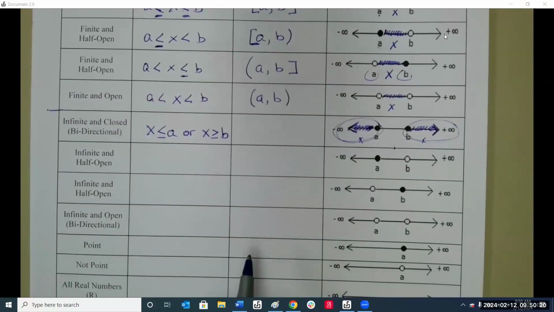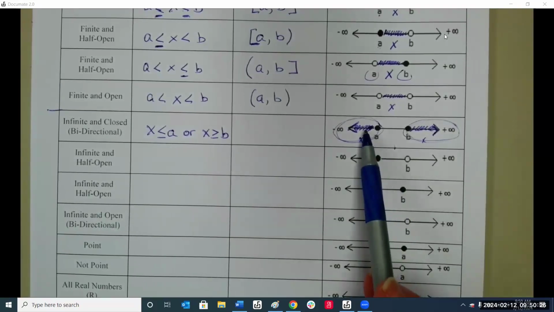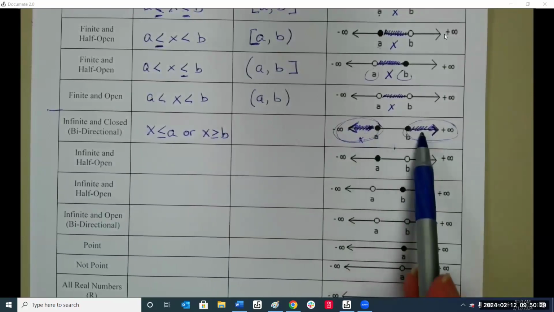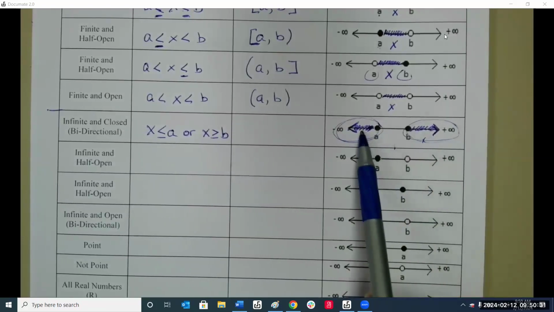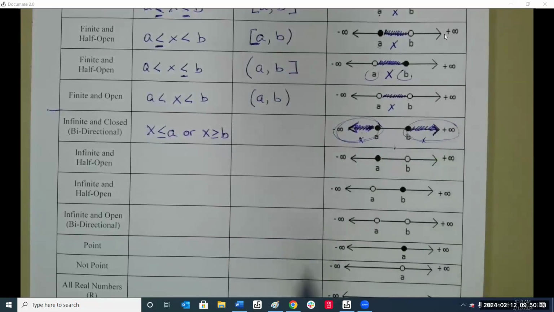Why is it or? Can you pick a number that's in both of these groups? So it can't be here and it cannot be here at the same time. So it's either going to be in one or the other. That's why it's an or statement.